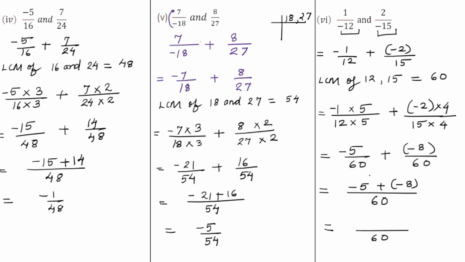It is 60 by minus 5 plus minus 8. Minus and minus is plus. So add 8 and 5. You get 13. Greater number sign is minus. So I'll put minus 13 by 60.